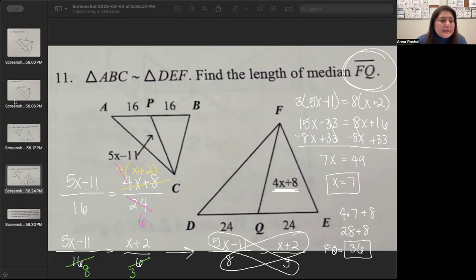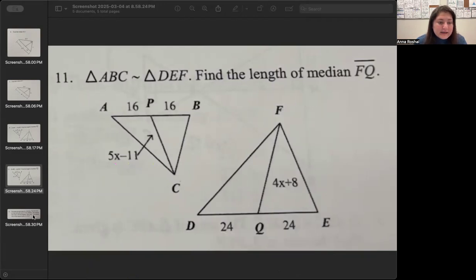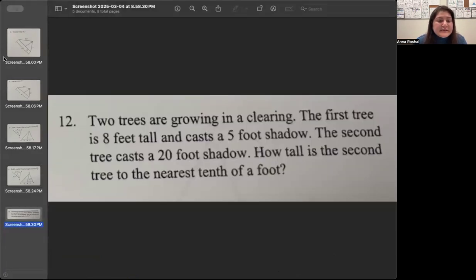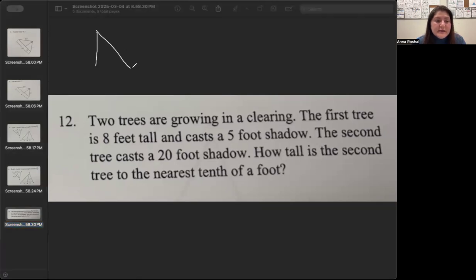Okay, let's take a look at this last problem. So it says 2 trees are growing in a clearing. The first tree is 8 feet tall and casts a 5-foot shadow. The second tree casts a 20-foot shadow. How tall is the second tree to the nearest foot? So we're going to draw two triangles. And in order to create two triangles that are similar, I'm going to create two right triangles, right?